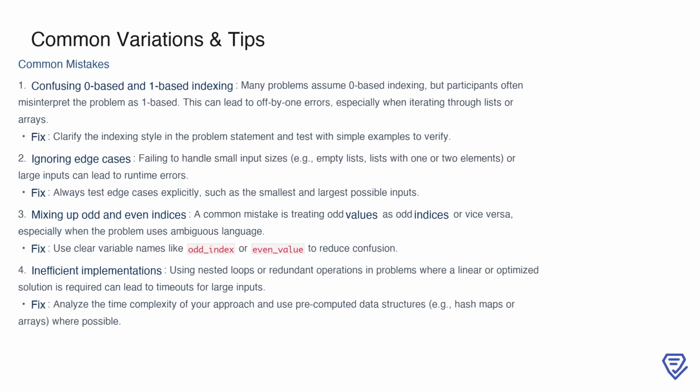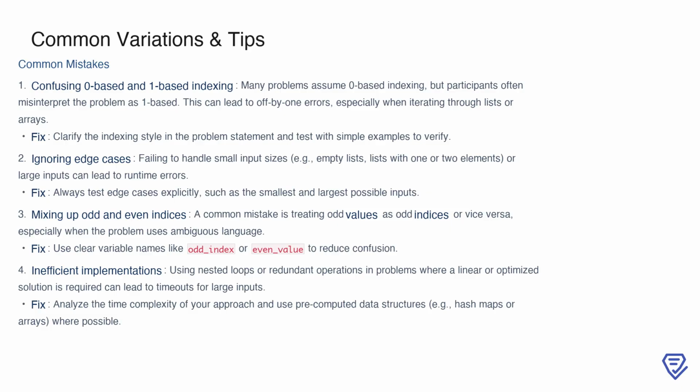When tackling problems like odd-even linked list, there are a few common mistakes to watch out for. First, participants often confuse zero-based and one-based indexing. This can lead to off-by-one errors, particularly when iterating through lists. To avoid this, it's important to carefully read the problem statement to clarify the indexing style and test your logic with simple examples. Another frequent issue is ignoring edge cases. Failing to account for inputs like empty lists or lists with only one or two elements can result in runtime errors.